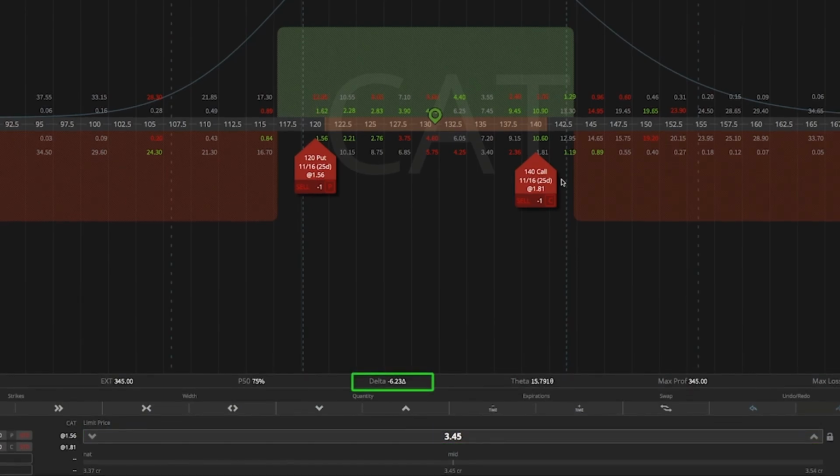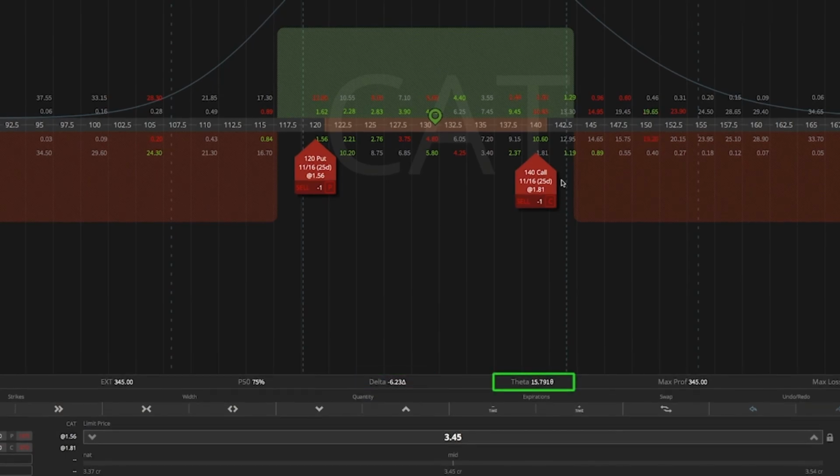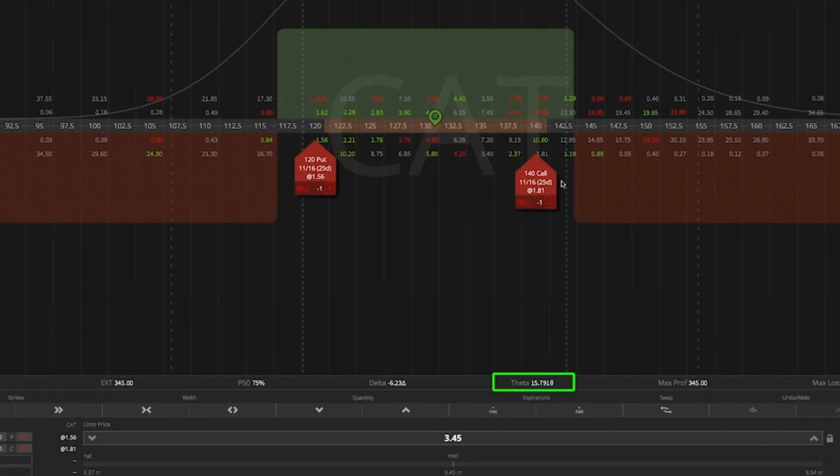The delta is pretty neutral at -6, as both the short put and short call offset each other, and I have a nice positive theta of $15 per day. That means if the stock price stays the same and there's no change in IV, this spread will decrease or decay by $15 per day.